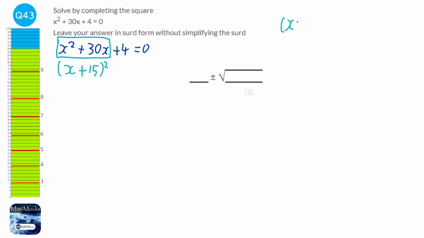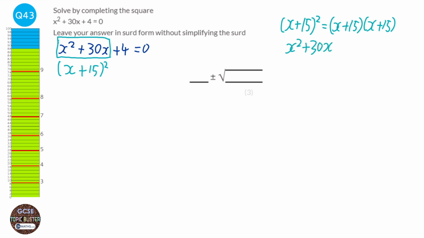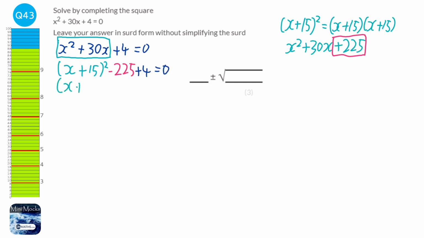If we quickly expand that over here, well, that's going to be the same as x plus 15 times x plus 15. X times x, x squared, then you get 15x, so that'd be 30x. And then plus 15 times plus 15 is going to be plus 225. So the problem we have is it creates a 225, so we need to remove that. So take away 225, then plus 4 equals 0. And then finally what we're going to do is just add those two parts together. So that would be minus 225 plus 4 to be minus 221.